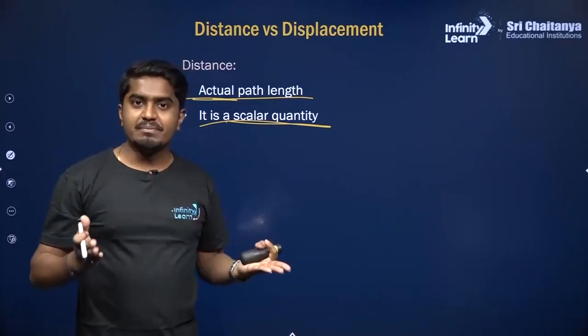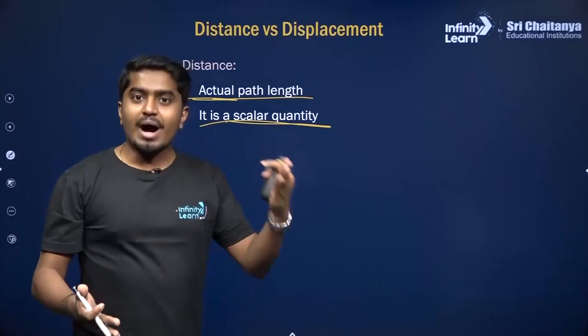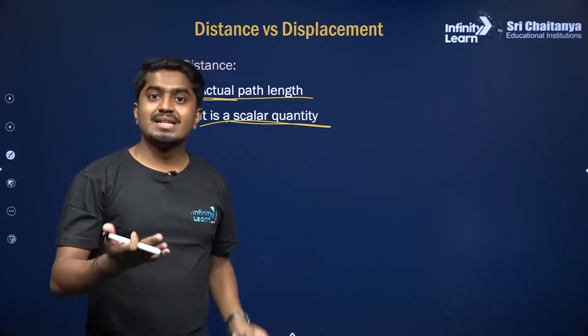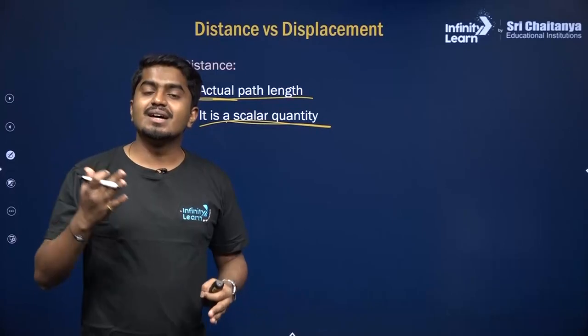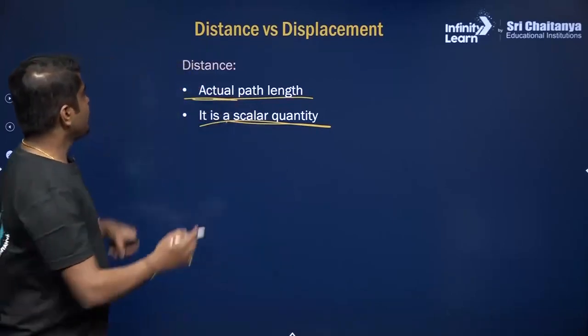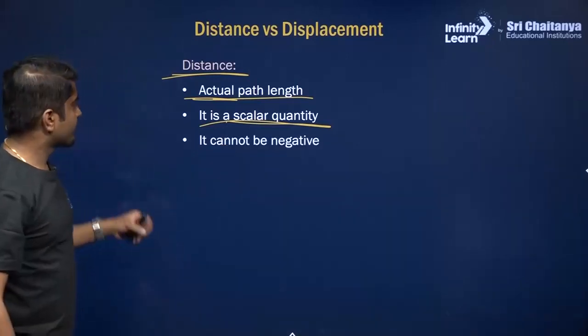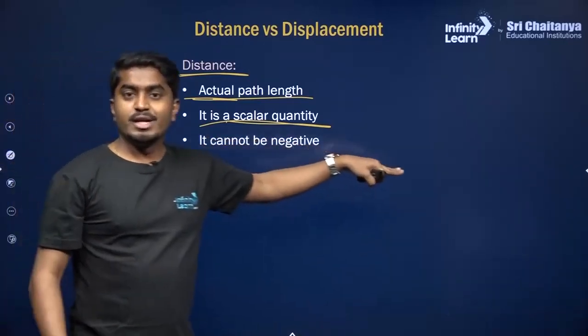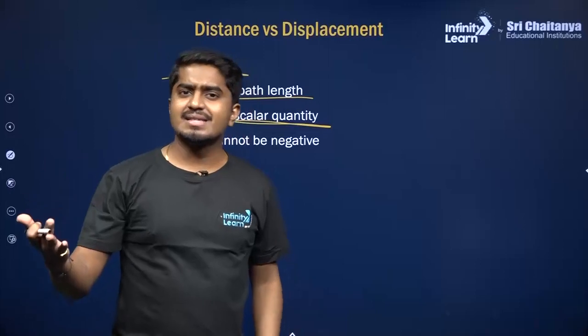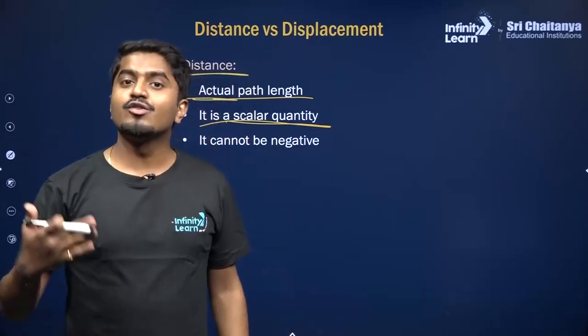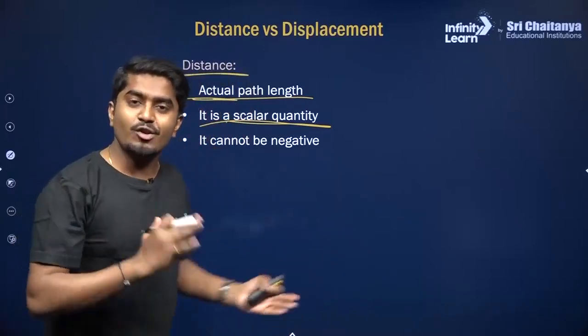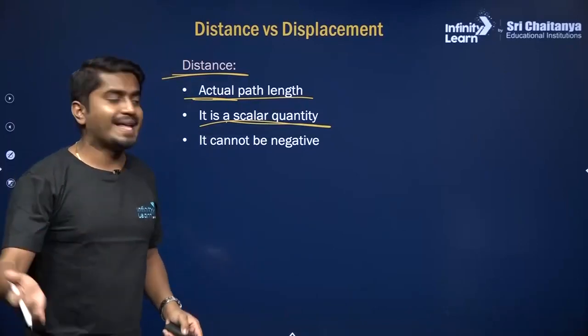For example, time. If I say 2 hours, or if I say mass 60 kg, these are scalar quantities. Similarly, distance is also a scalar quantity. It cannot be negative. You cannot have, let's suppose, a distance of -2 meters. You will always say 2 meters or 0 meters. It cannot be negative.